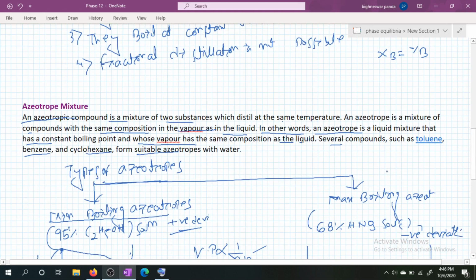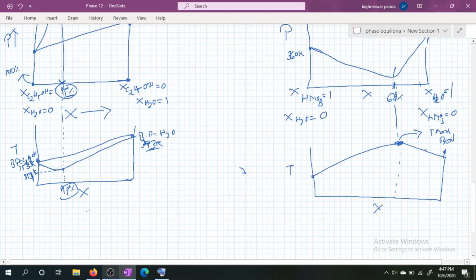For azeotropic mixture, we cannot fractionally distill the two types of solution. Fractional distillation is possible only when the mole fraction of the vapor phase is not equal to the mole fraction of the liquid phase. If the mole fractions of vapor and liquid phase are equal, then fractional distillation will not be possible, and that type of solution is called azeotropic solution or azeotropic mixture. Azeotropic mixture is also of two types: minimum boiling azeotrope and maximum boiling azeotrope.